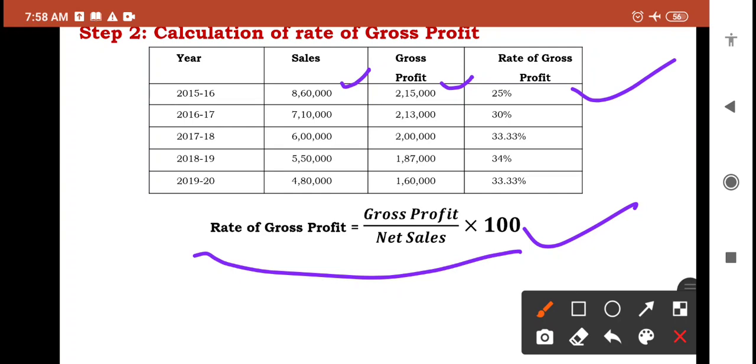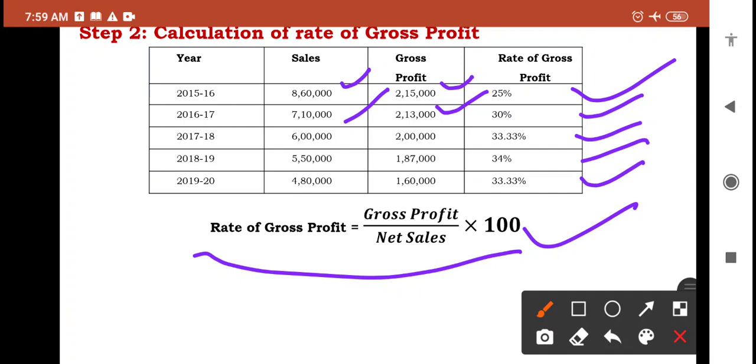In the same way, we need to find out the gross profit ratio for each and every preceding year. If we consider 16-17, 2,13,000 is the gross profit and 7,10,000 is the sales. So 2,13,000 divided by 7,10,000 into 100, we will get 30%. Next year we get 33.33%, the next year 34%, and the previous year 33.33% is the rate of gross profit.